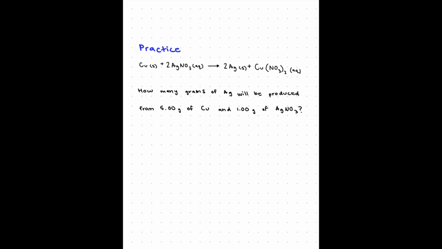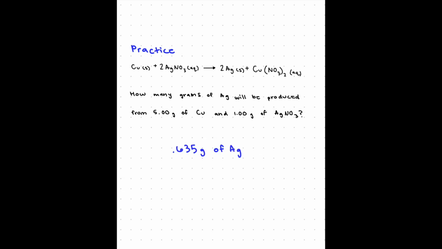Let's do some practice. How many grams of silver will be produced from 5 grams of copper and 1 gram of silver nitrate? Pause to work through the problem and get your answer. I got 0.635 grams of silver.